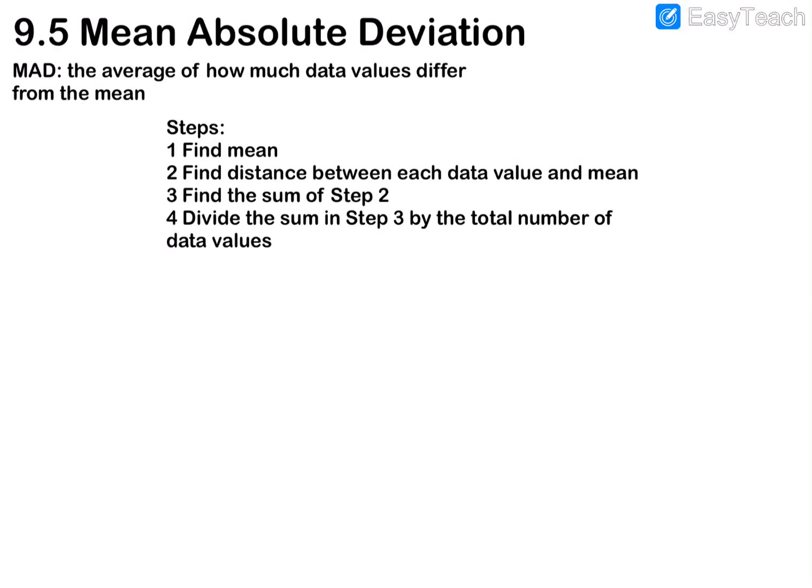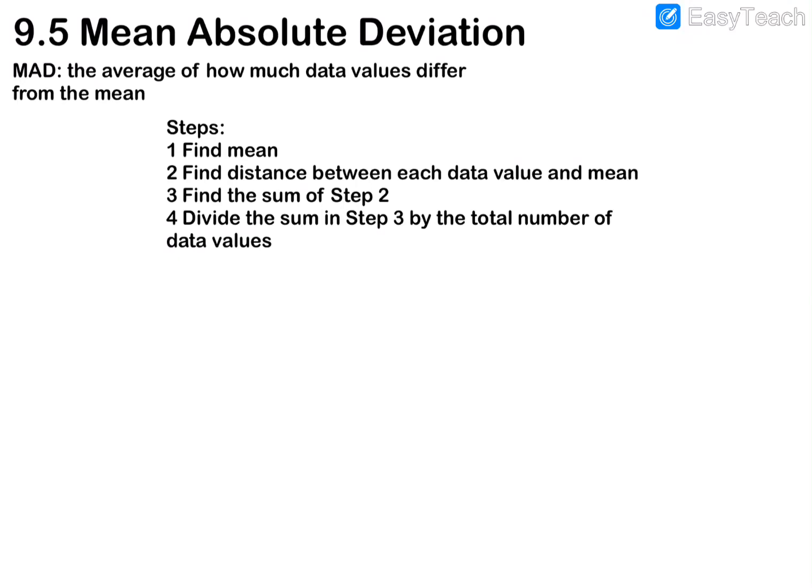Once you do that, step 2 is you find the distance between each data value and the mean. I'll explain what that is when we do the first example. Step 3 is you find the sum of step 2. Once you find the distance between those values, you add all of those numbers up. And then in step 4, you divide the sum in step 3 by the total number of data values. I'm going to do some highlighting so you can see where each step is.